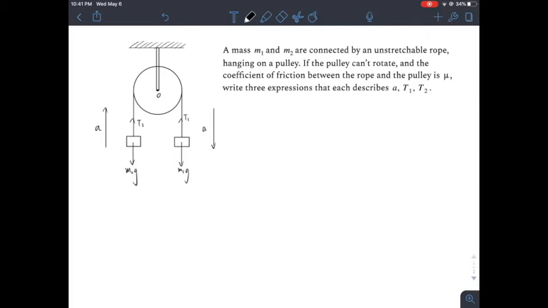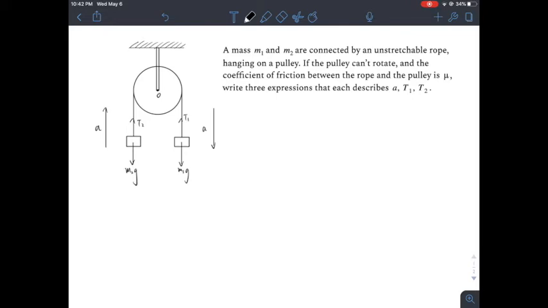So today we have a mass m1 and a mass m2 connected by an unstretchable rope carrying on a pulley. If the pulley cannot rotate and the coefficient of friction between the rope and the pulley is mu, write three expressions that each describe the acceleration, T1 and T2.